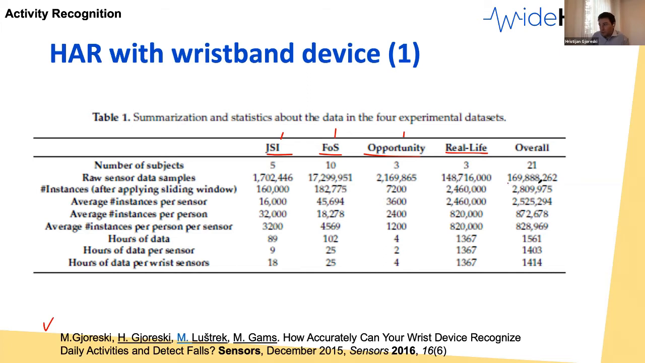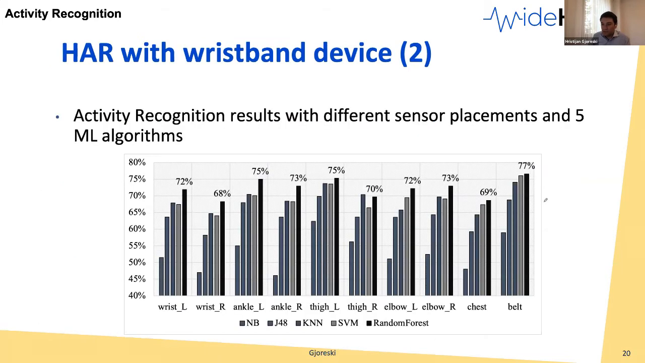And actually we analyzed 169 million data samples, which is around 3 million data instances. And it was a good training for us to do this exercise in this paper. So this is one of the results that we got.